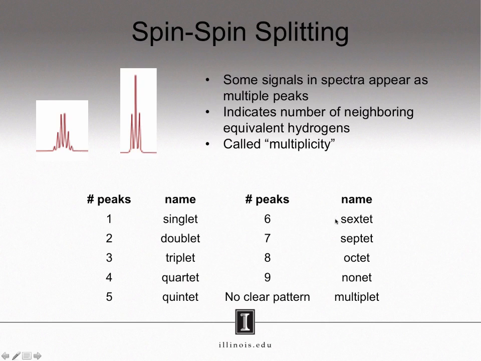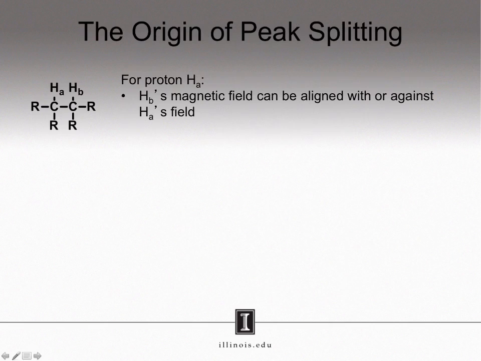Before continuing, one quick note on multiplet. In this course, your NMR spectra should be what organic chemists would call clean. They will be easy to interpret. I would not expect to see many complex NMR signals that you would have to call multiplets because there are no clear patterns. Where does the splitting come from?